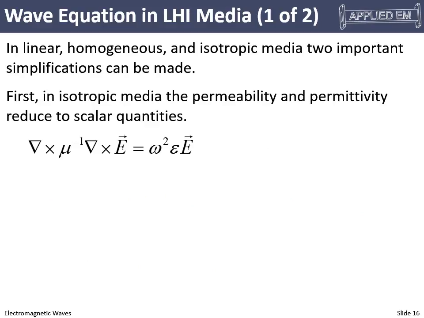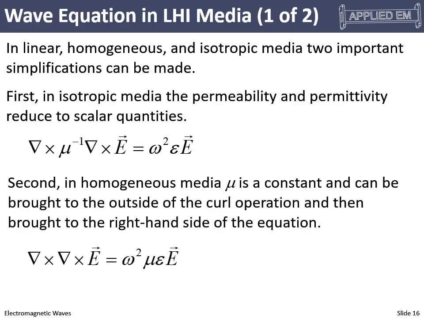So now we're going to assume we're in linear, homogeneous, and isotropic media. And so, first of all, notice the brackets have disappeared from our material parameters. They are now scalar quantities and not tensors. Next, this permeability is a constant, and so it can come to the outside of the curl operation. Then we can bring it to the right-hand side of the equation and just end up with an omega squared mu epsilon on the right-hand side. However, on the left, now we have this double curl operation, and so we need to handle that.